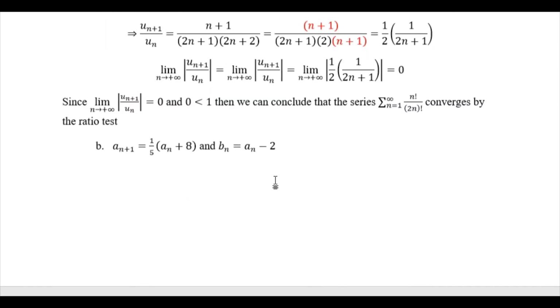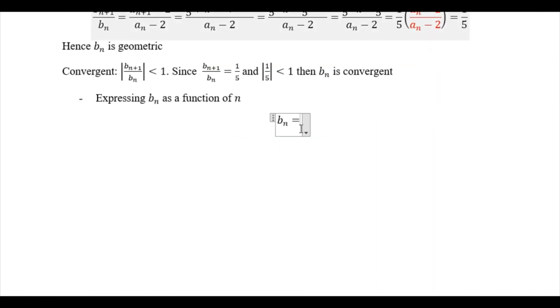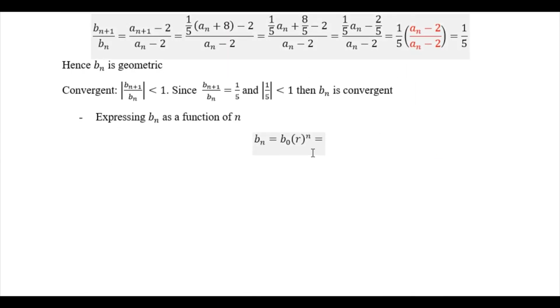With that, we have b_n equal to b_0 times the common ratio r raised to the power n. Since b_n is equal to a_n minus 2, b_0 is going to be a_0 minus 2.